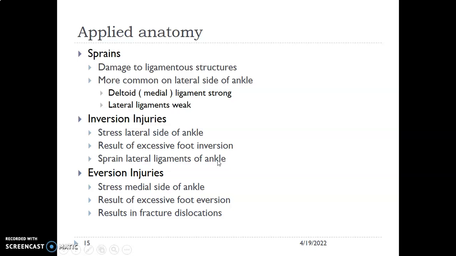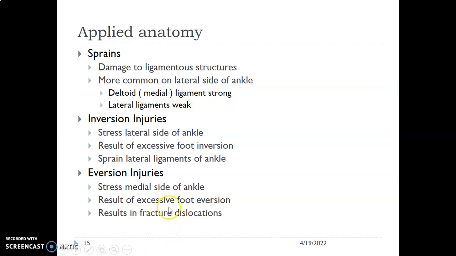But when you have eversion injuries, where you forcefully make the plantar aspect face laterally, you stress the medial aspect of the ankle because of this excessive foot eversion, and that will lead to fracture dislocation. Fracture together with dislocation. Why? The deltoid ligament of the medial aspect is very strong. So you'd rather fracture the medial malleolus of the tibia. That will commonly occur rather than affecting this deltoid ligament because it's very strong.